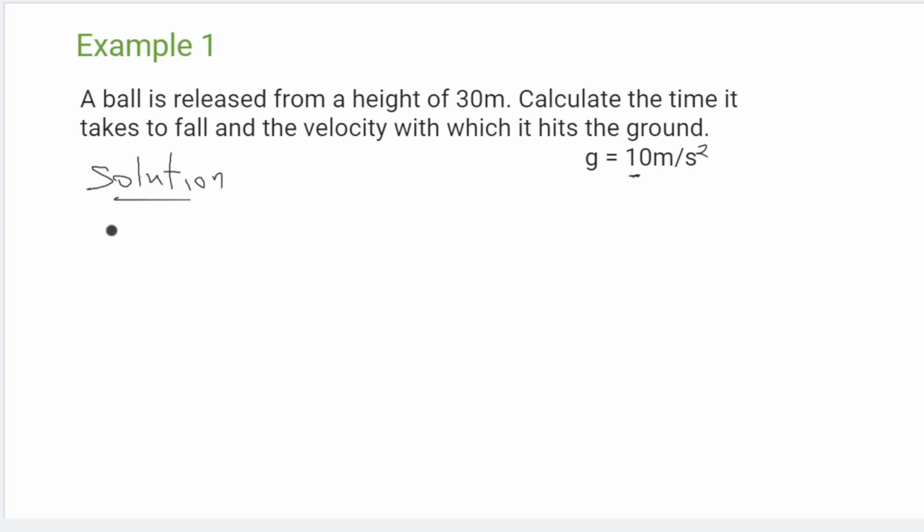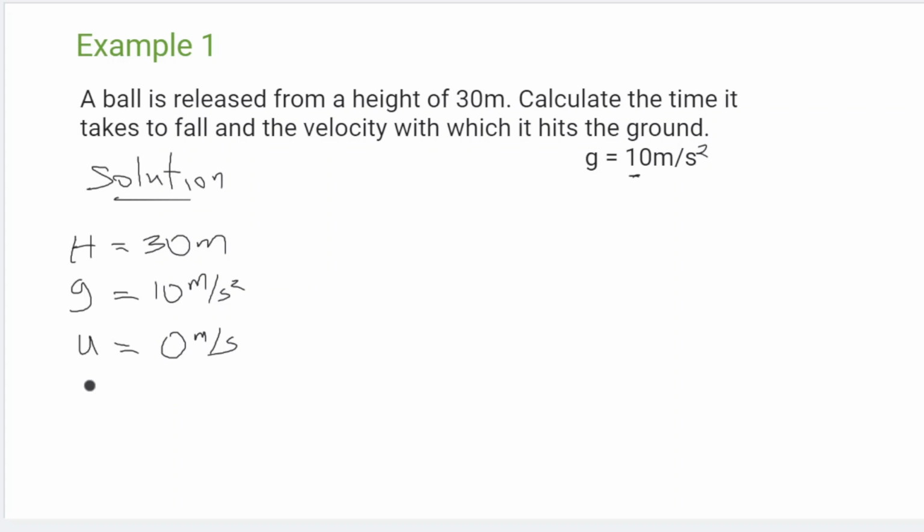So we have our solution. We need to bring out the parameters first. It's released from a height, so the height h is given to us as 30 meters. And then we know that g is a constant that is also given to us as 10 meters per second square. And then u: since the body is dropped from a height, the initial velocity u will always be 0 at that height, 0 meters per second. Okay, that's all.